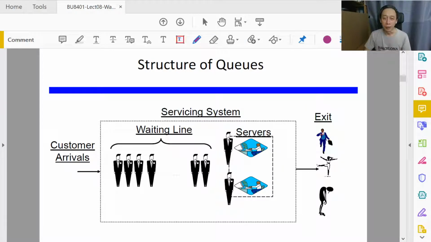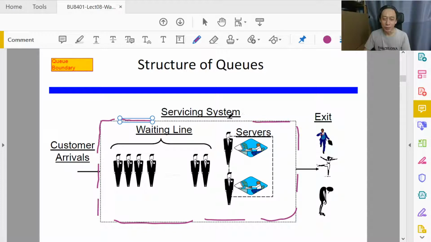What are these? The three components are the queue boundary. The queue boundary is simply the line, maybe visible, maybe invisible, that bounds the queue system so that when items or entities enter the queue system, we will be interested and will actually try to count the number of entities inside the queue and the time spent by entities inside the queue. So we are interested in two quantities in particular, the counting and the timing.